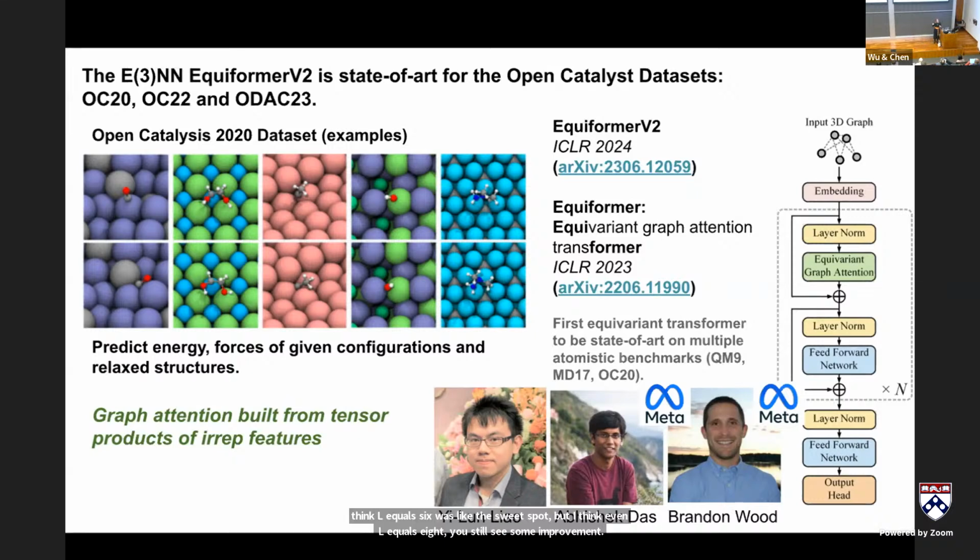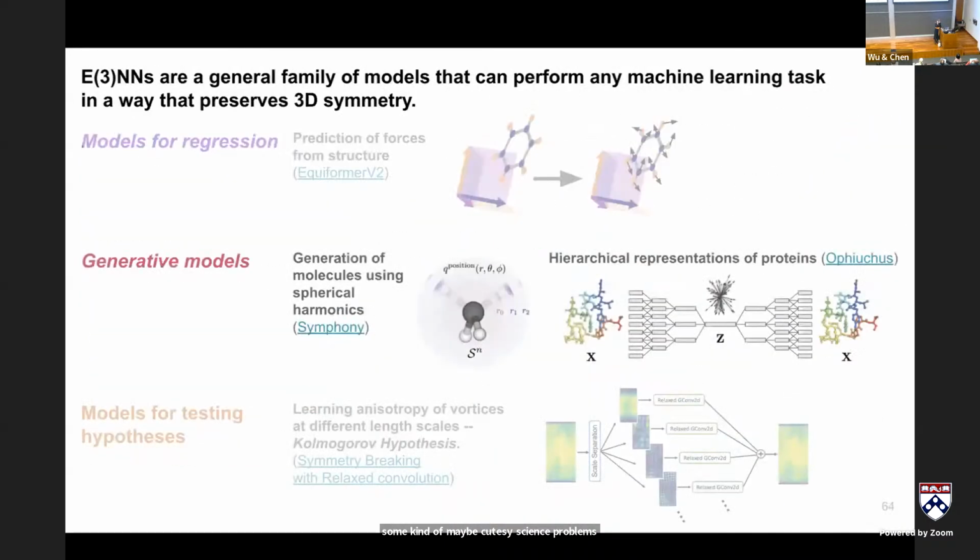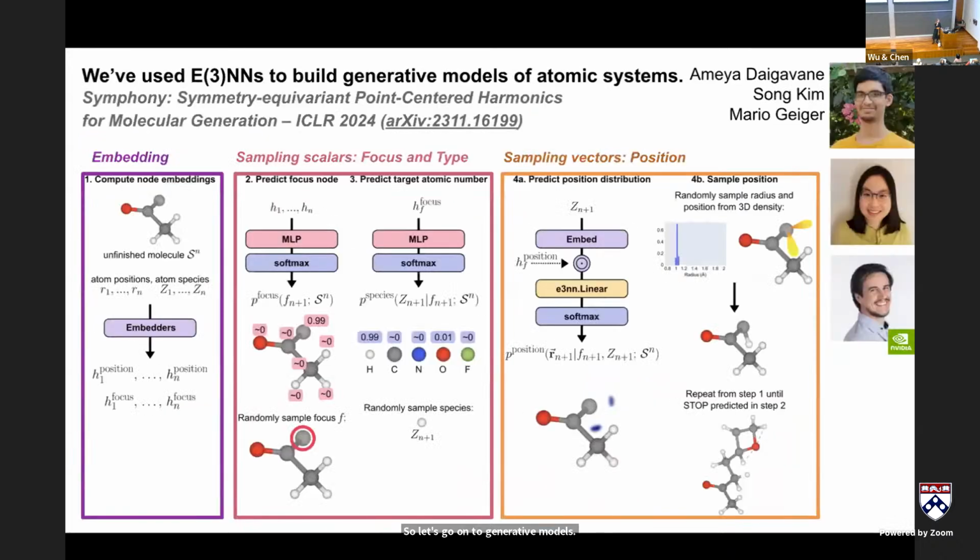So this was my more traditional ML slide. Look, we're topping the benchmarks, which I'm still very proud of, but I also want to talk about some cutesy science problems. So let's go on to generative models. The first model that I'd like to show is Symphony.